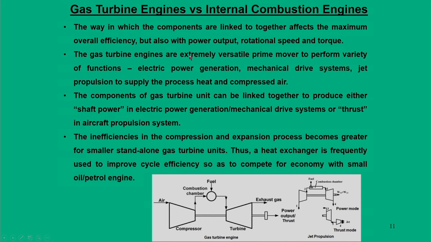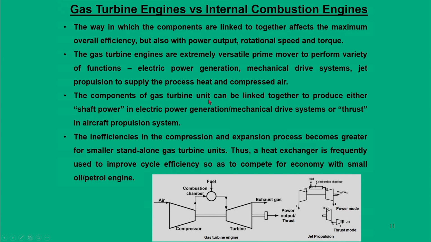Some other way of looking at the differences is the way the components are linked together. In IC engines, normally they deal with maximum efficiency, power output, rotational speed and torque. In fact, a gas turbine unit is a versatile prime mover that performs a variety of functions, that is electric power generation, mechanical drive systems, jet propulsion, and supply of process heat and compressed air.